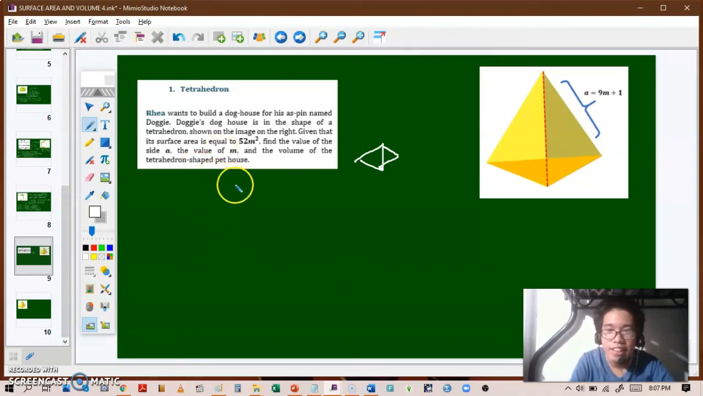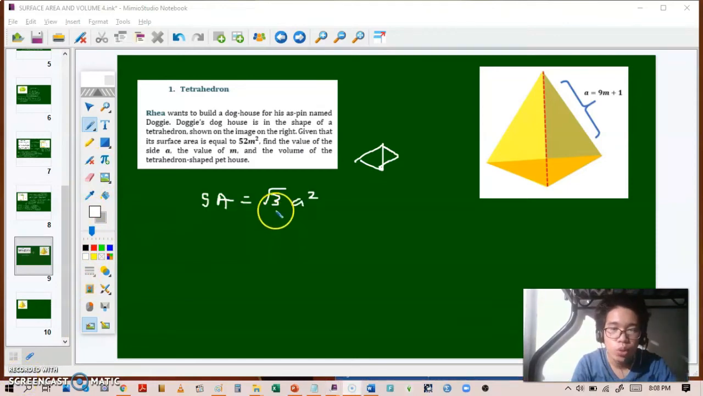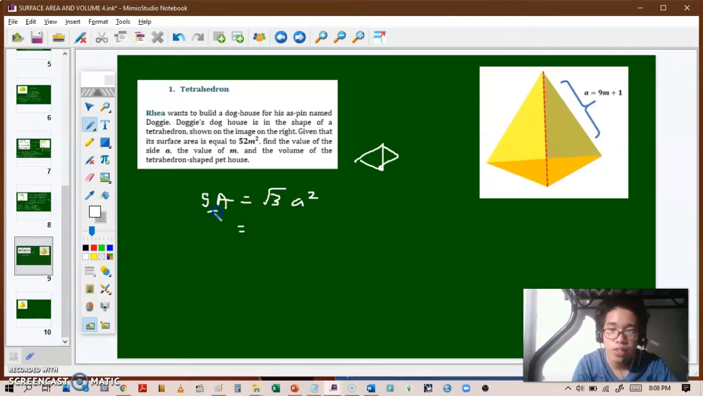So we want to find the solution for this problem. We want to find the measurement of the side and the value of m and the volume of the tetrahedron-shaped pet house. So we know that the surface area of a tetrahedron is equal to square root of 3 times a squared. Now we know that the surface area is 52, right? So we just write here 52 is equal to the square root of 3 times a squared, where the value of a is 9m plus 1, so we just simply square this entire algebraic expression, 9m plus 1.